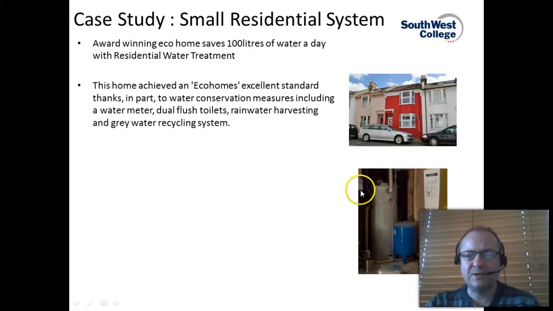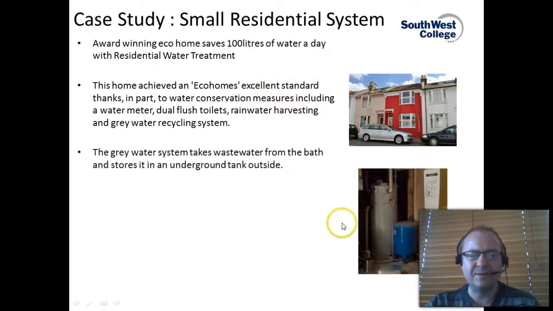For example, this home achieved an Eco Homes Excellence standard due to the water conservation measures it used, including a water meter, dual flush toilets, rainwater harvesting and grey water recycling, all in a small terraced house. So this technology is not just for big houses or commercial applications, it's also applicable to small terraced buildings.